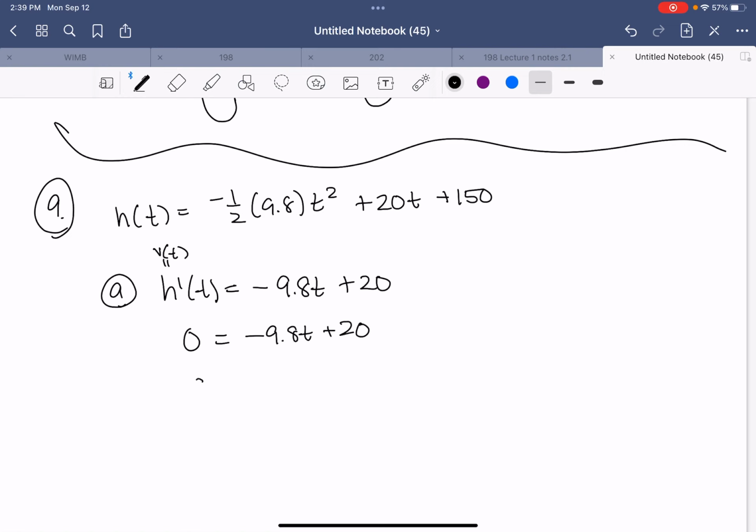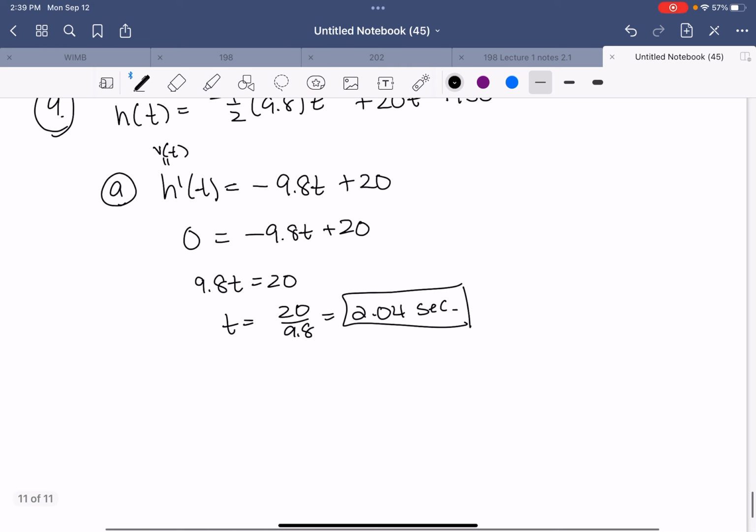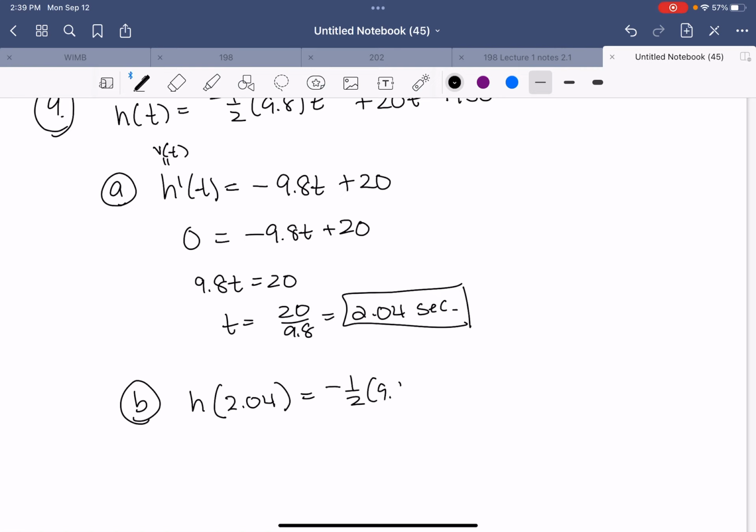And solve. So 9.8t is equal to 20, and t is equal to 20 over 9.8, which turns out to be approximately 2.04 seconds. Okay, that's part A. Part B, find the maximum height. If that's the time it takes to get to the maximum height, then to get the maximum height, I'm going to plug in 2.04 into my equation for height. So negative 1/2 of 9.8 times 2.04 squared plus 20 times 2.04 plus 150.